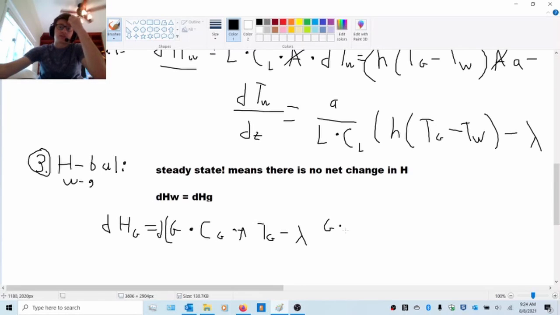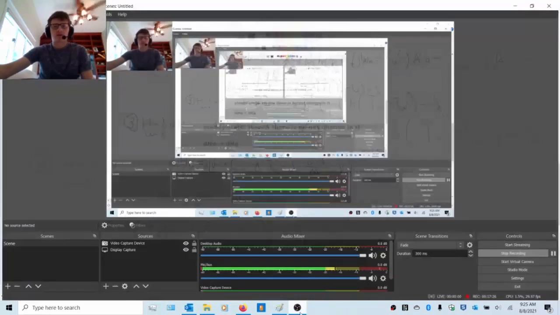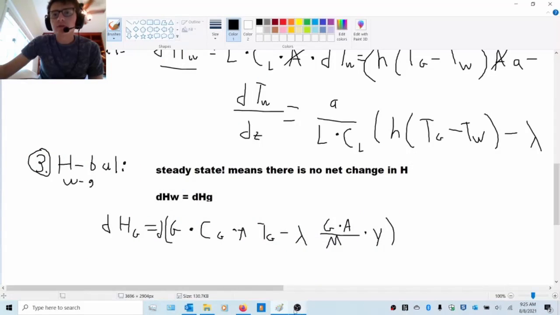We have to adjust this gas flow rate for the area, because the gas flow rate is per area, and then divide that by the molecular weight, and multiply that by the mole fraction. That way we're finding the amount of enthalpy that is coming from the molar transfer. How much time have I used? 17 minutes, that's okay.